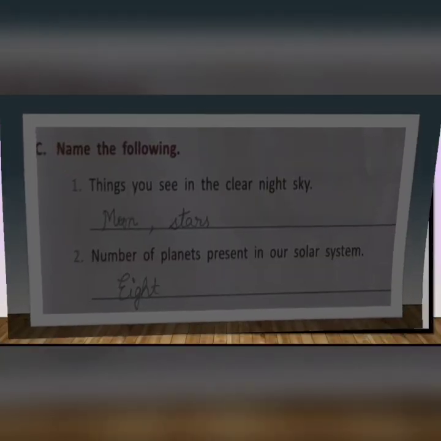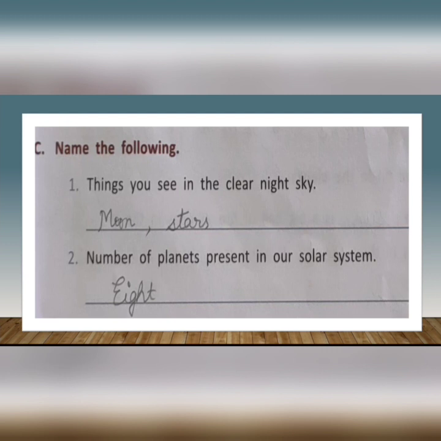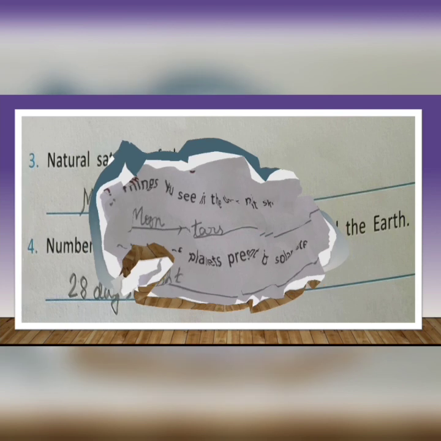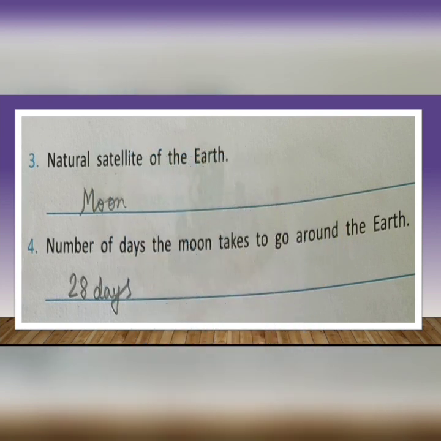Next, moving to question C, name the following. Number 1, things you see in the clear night sky. Answers will be moon and stars. Number 2, number of planets present in our solar system, 8. Next, question C3, natural satellite of the Earth, it is moon. And number 4, number of days the moon takes to go around the Earth, it will be 28 days.